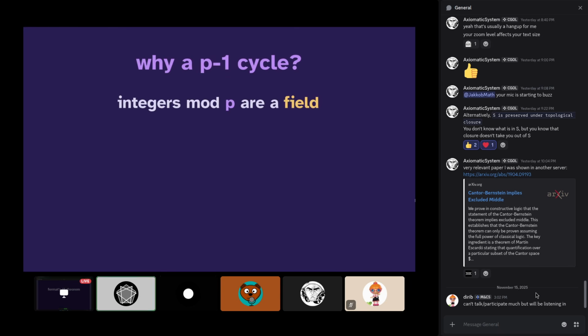So first fact we'll take is that the integers mod p are a field, which is to say that they have addition, multiplication, and inverses in both operations. So any number has an additive inverse and a multiplicative inverse. Except for 0. We can't divide by 0.